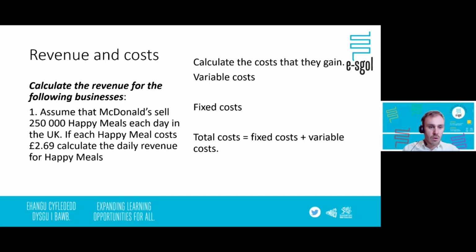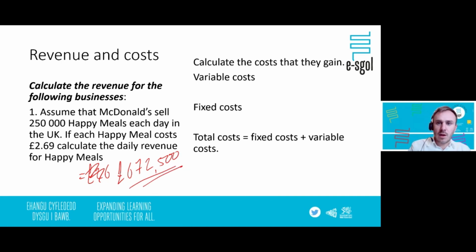So calculate the revenue for the following business. Assuming that McDonald's sell 250,000 Happy Meals each day in the UK, if each Happy Meal costs £2.69, calculate the daily revenue for Happy Meals. So all we're doing is looking at 250,000 times our selling price. So 250,000 times £2.69 should give us £672,500.